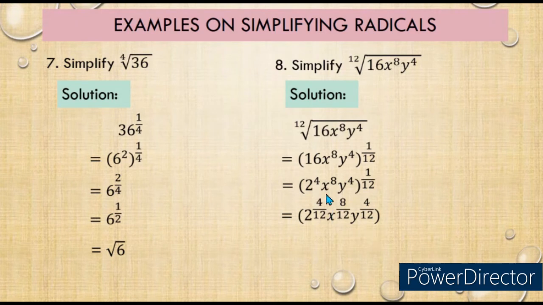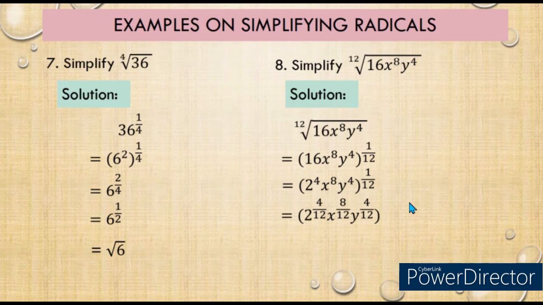Ma'am, paano po naging ganyan? Okay? Since if we're going to change 16 sa exponential form, magiging 2 raised to 4. If we multiply 2 4 times, okay, so we have 16. So same lang sila. And then 4 times 1 is equal to 4. Then copy the denominator, so we have 2 raised to 4/12. And then x raised to 8 times 1 is equal to 8. So we have x raised to 8/12. And 4 times 1/12 is equal to 4/12.